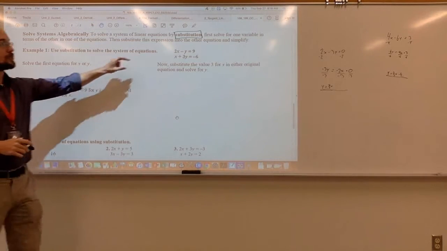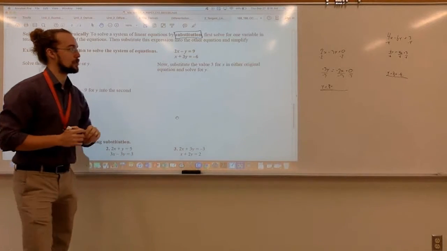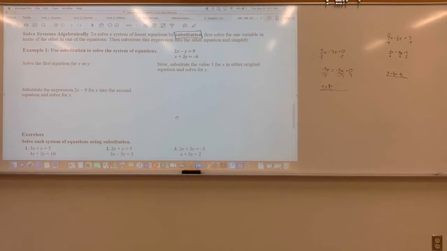So let's take this system right here, 2x minus y equals 9, and x plus 3y equals negative 6.